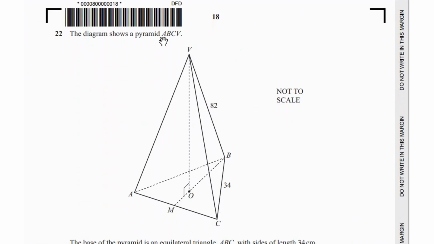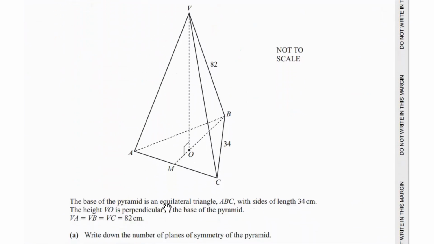The diagram shows a pyramid ABCV. The base of the pyramid is an equilateral triangle ABC with sides of length 34 centimeters. The height BO is perpendicular to the base of the pyramid. VA is equal to VB and is equal to VC, which is 82 centimeters. So all of these lengths are 82. We have to write down the number of planes of symmetry of the pyramid. So the number of planes of symmetry, that's going to be 3, because as you can see, the 3 faces are identical. So we have 3 planes of symmetry for this pyramid.